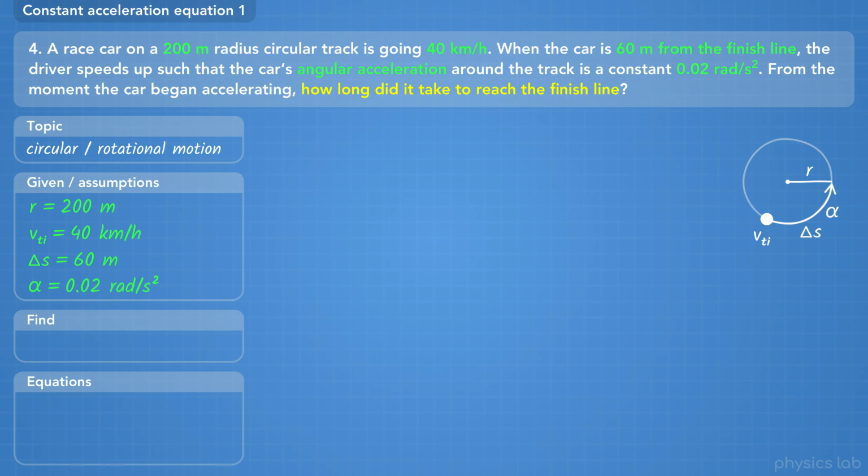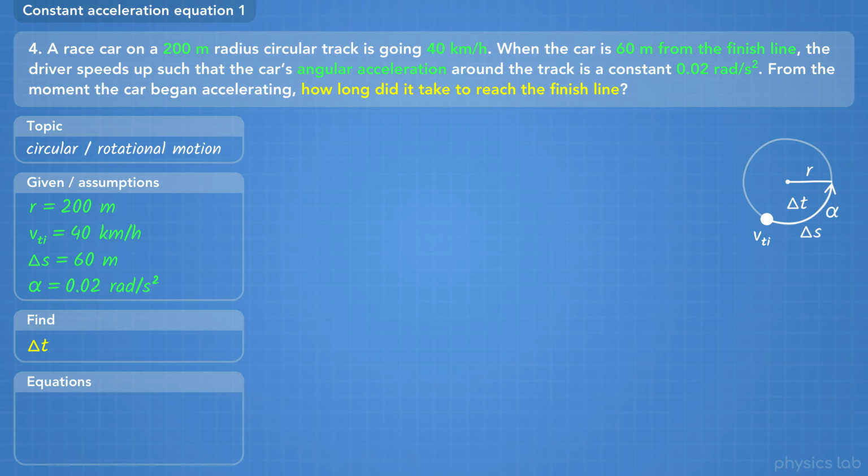Next, the problem says the car begins accelerating at this point, but we're not given a tangential acceleration, we're given an angular acceleration, alpha, of 0.02 radians per second squared. It was nice that this problem explicitly said angular acceleration, but if it didn't, we would still know because radians per second squared is the SI unit for angular acceleration. Finally, the problem is asking us how long did it take to reach the finish line. That means we're trying to find the period of time between the initial point, when the car is 60 meters from the finish line, and the final point, which is the finish line.